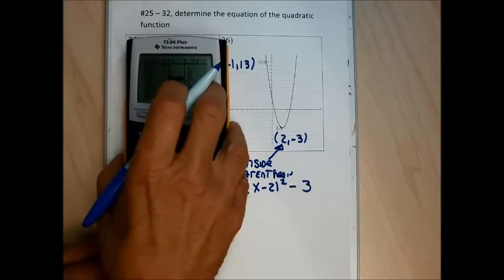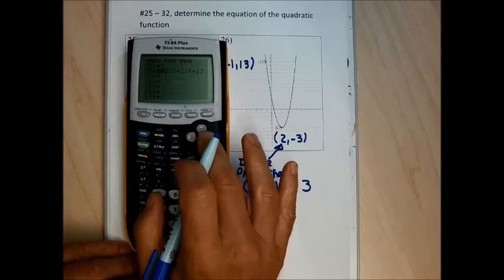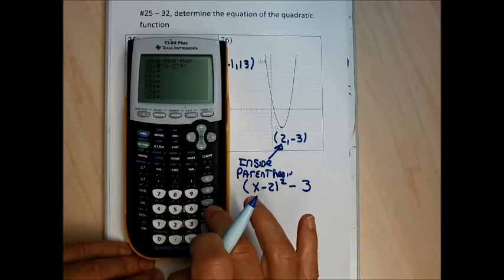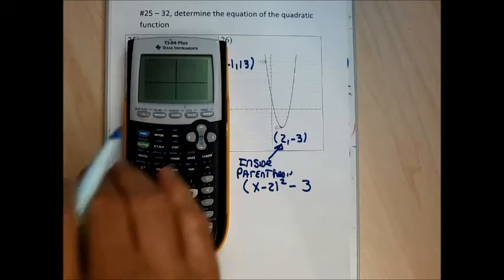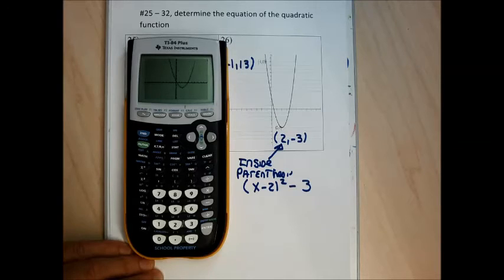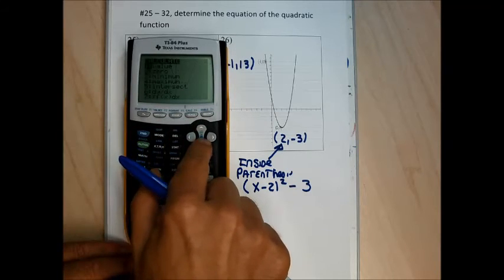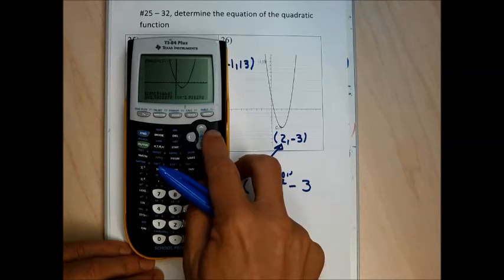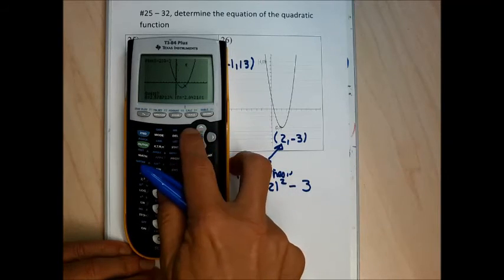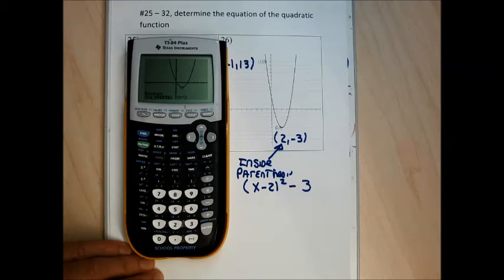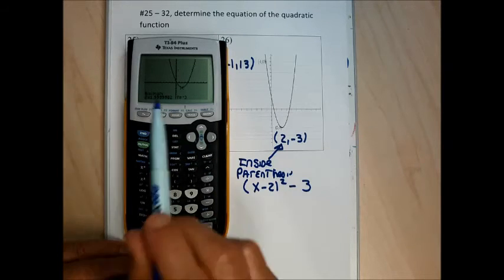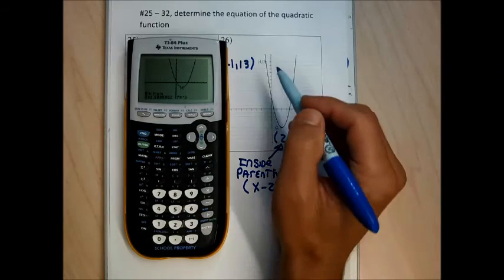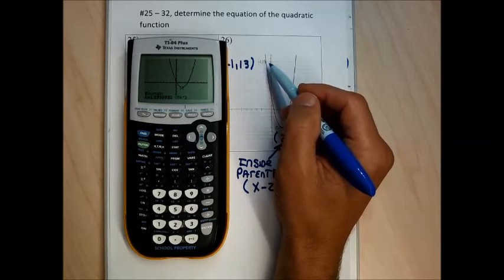So the function f of x equals x minus 2 squared minus 3 will have a vertex at 2, negative 3. If I just graphed that function, y equals x minus 2 squared minus 3, when I go to find the vertex, if I go second, calc, minimum, trace to the left of the vertex, hit enter, trace to the right of the vertex, hit enter, and then hit enter on a guess, I get the vertex that rounds to 2, negative 3. I'm not guaranteed that this goes through the point negative 1, 13.